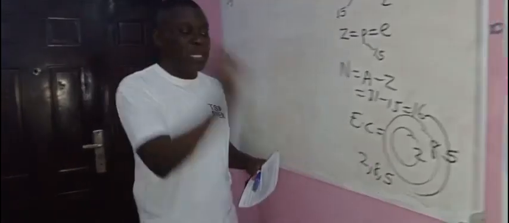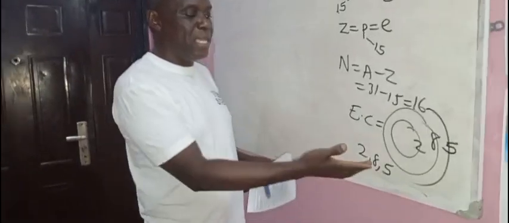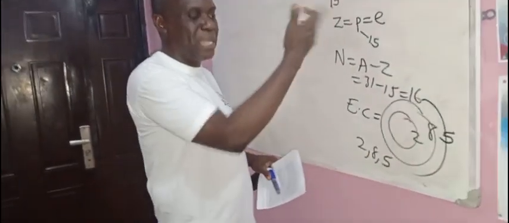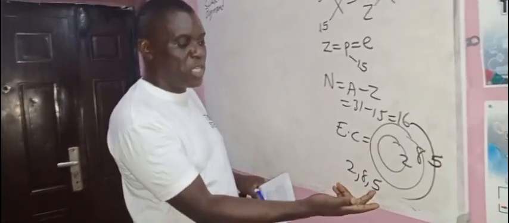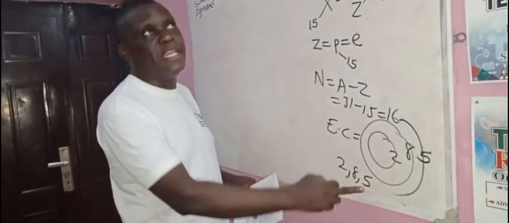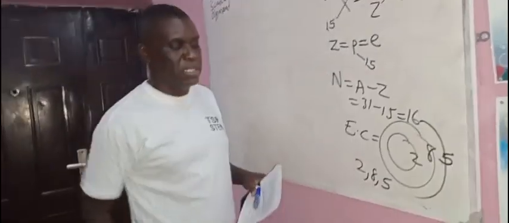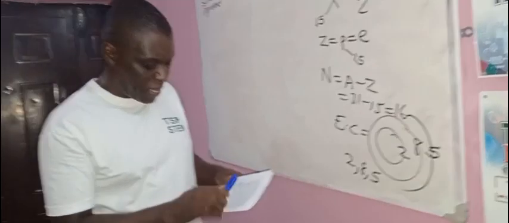The first shell always carries 2. The second one can carry 8 or less than 8, depending on the number that is here. The same thing, the third shell cannot carry more than 8 for the first 20 elements. So it can carry 8 or less, depending on the situation.